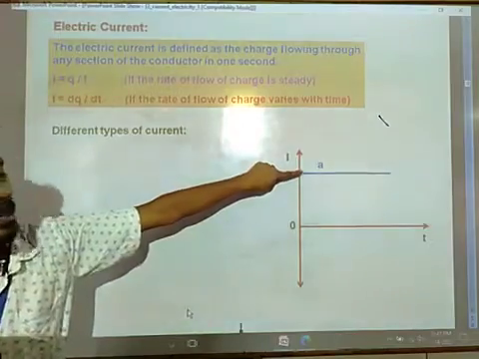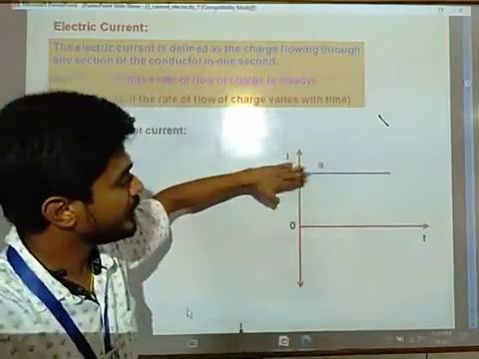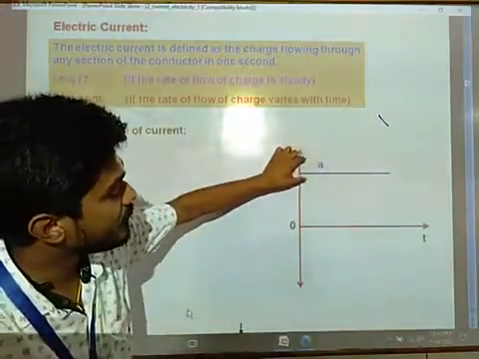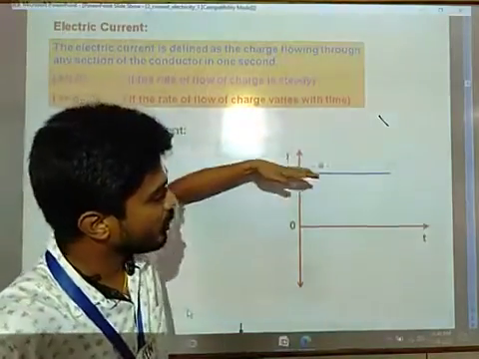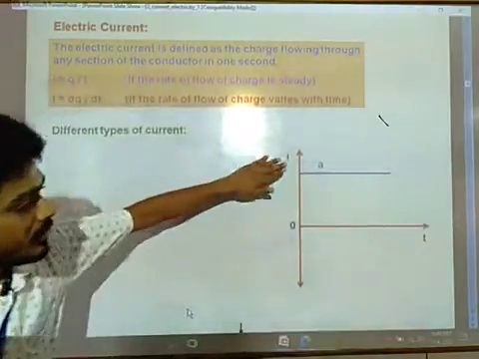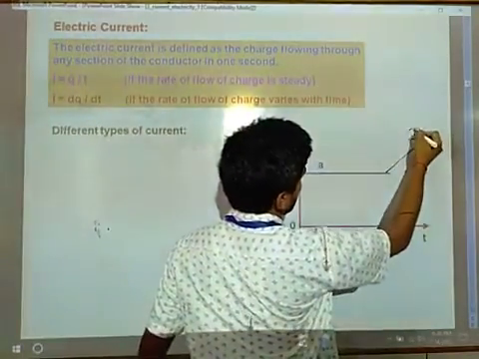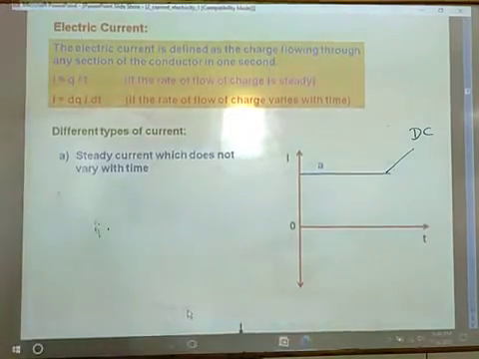See graph A. Graph A is a straight line. It shows that this is a non-varying current. This type of current is not varying. It is a constant current, a constant value. And this current is known as DC, direct current.